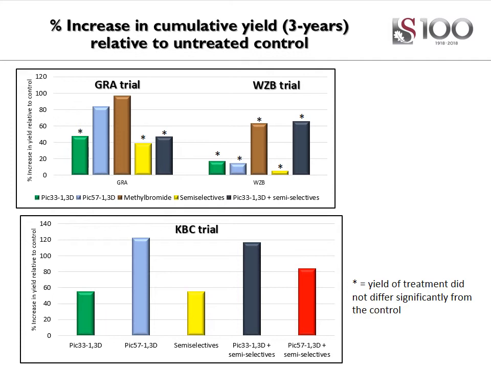The semi-selective treatment used on its own, which is the yellow bar, was only effective in the KBC trial in increasing yield significantly better than the control, but not in the GRA trial or the WZB trial. This is most likely due to differences in the ARD pathogens present at the different trial sites.